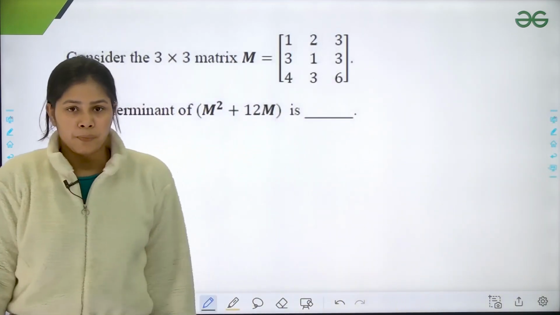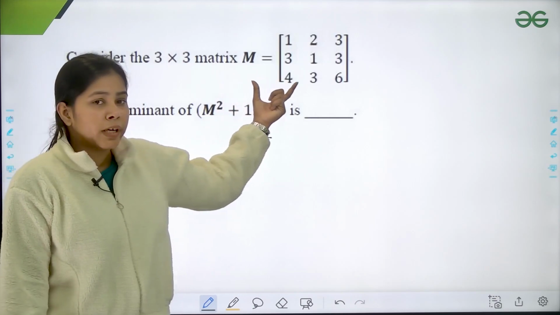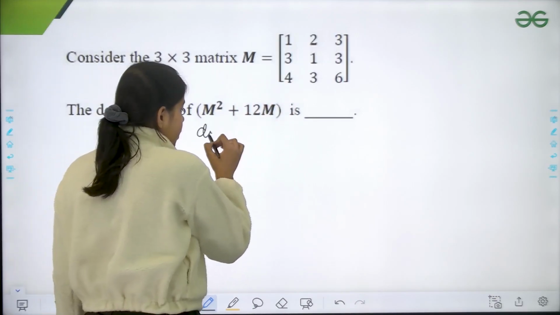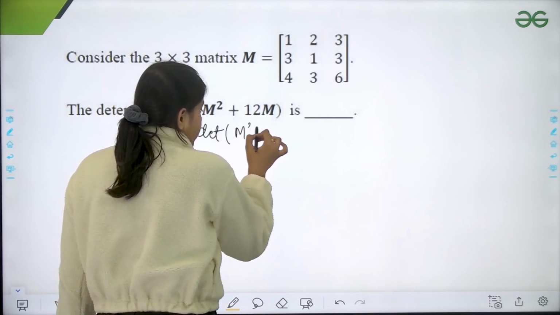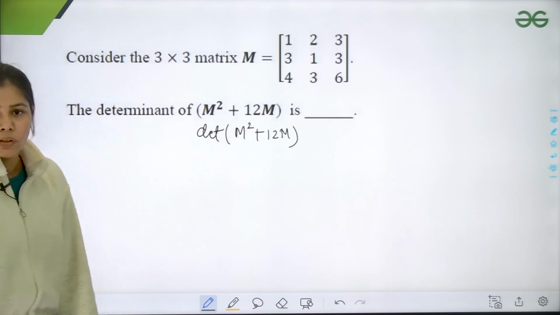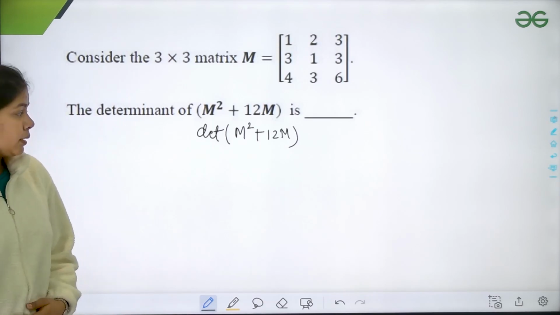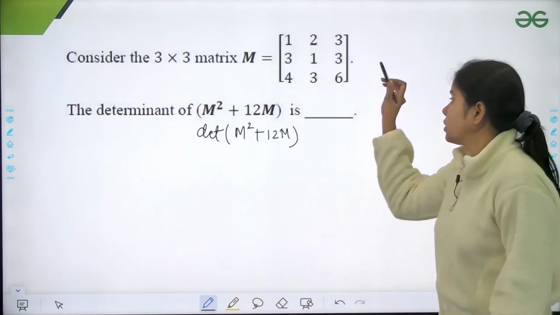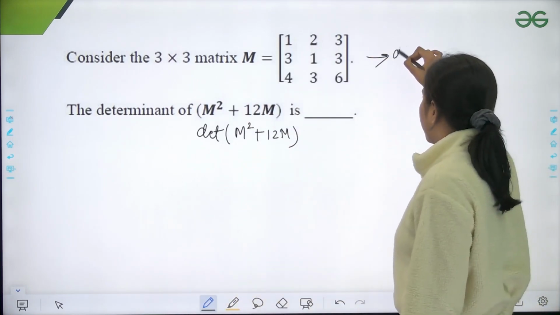square plus 12M. So first of all, we know that I cannot break the determinant of M square plus 12M as the determinant of M square plus 12 into the determinant of M, right? So what would I do here? Instead of that, first find the determinant of M.